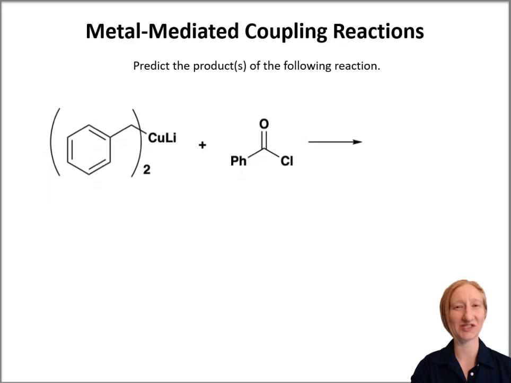We'll end this video with the question we saw at the beginning: to predict the products of the following reaction. This reaction features an organocuprate. And remember that these react with carbon-halogen bonds to form new carbon-carbon bonds. So in your reactant here, the acyl chloride will cleave the carbon-chlorine bond and will form a new bond between the benzyl carbon and the acyl carbon.